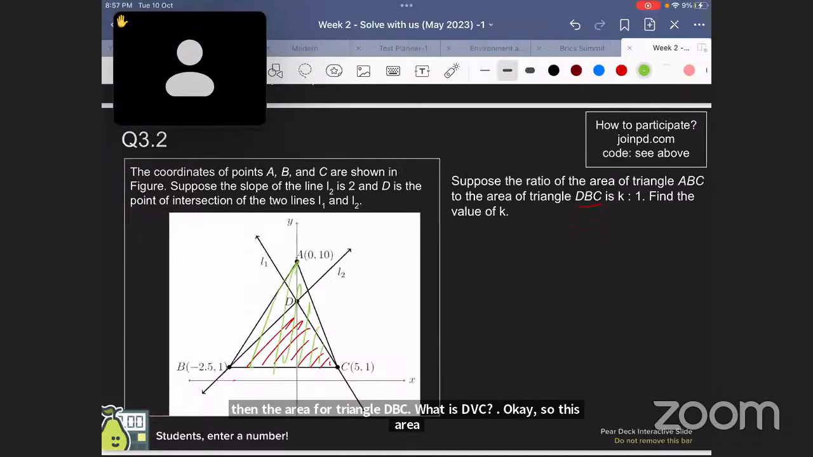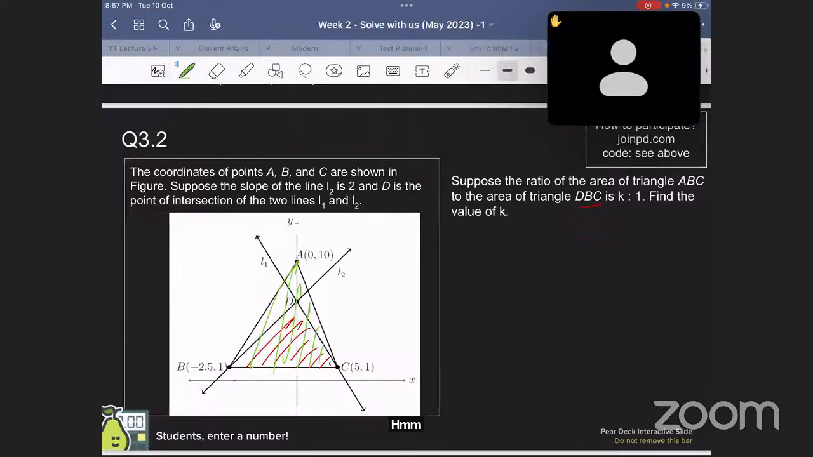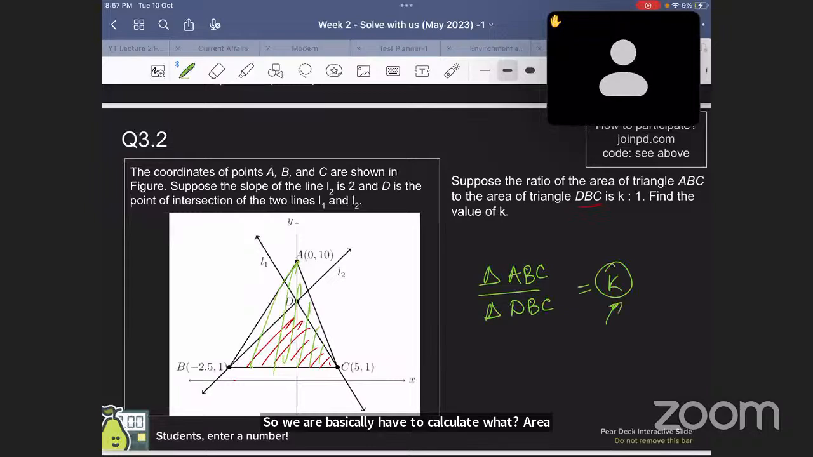Now find the value of K. So you basically have to calculate the area of triangle ABC upon the area of triangle DBC is K. So tell me the value of K. You have the basic formula to calculate the area of a triangle. So calculate the area of the triangle for these 3 points, and then calculate the area of triangle DBC, where D is 0,6, and you have the other 2 points already given. Then tell me the value of K.